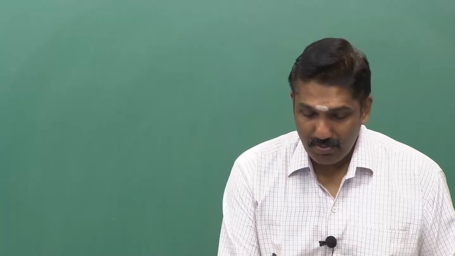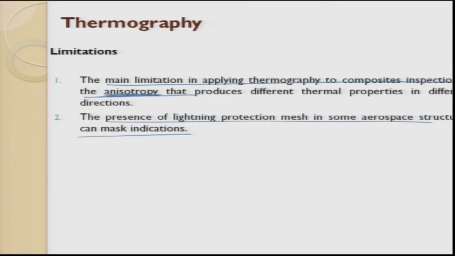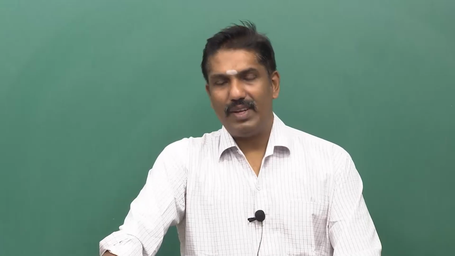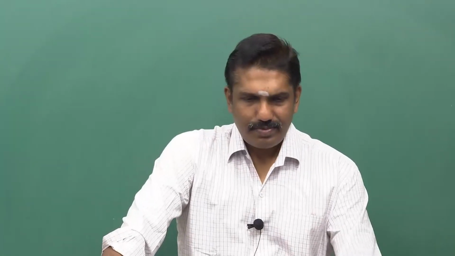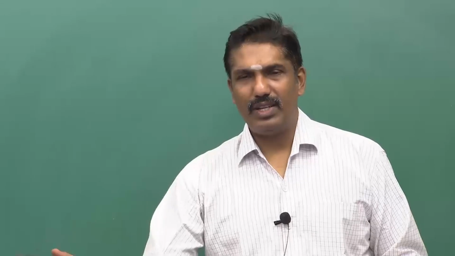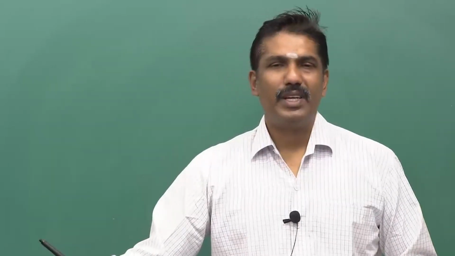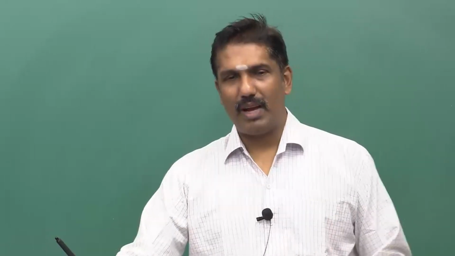So, the most important point is, if there is an anisotropy property, it is very difficult for you to find out what it is. The next test is something called a tap test, which is very common, which we always try to do. A tap test is nothing but you take a coin, or a hammer, or any heavy metal, and try to hit the workpiece.